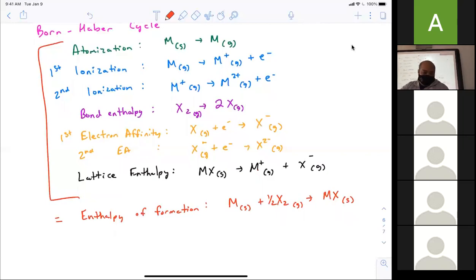Since, let me move over here. Is that better? Okay.